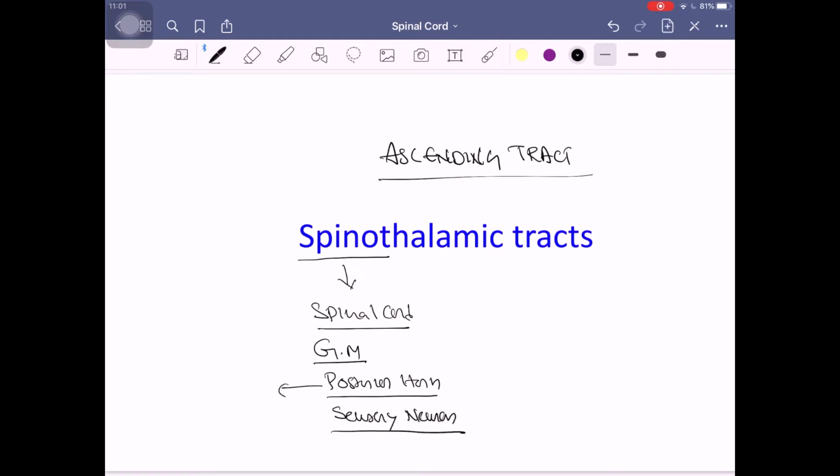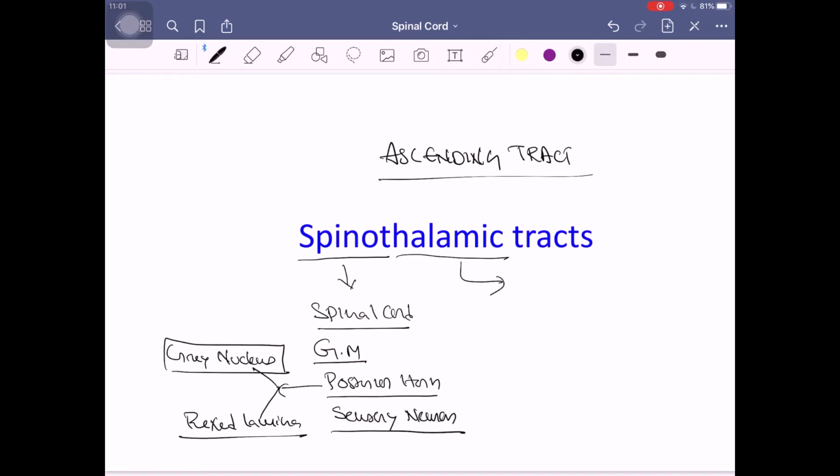So these sensory neurons, you remember I told you in the posterior horn, in the gray matter, we have a gray column. We call this a gray column or gray nuclei: nucleus proprius, Clark's column, substantia gelatinosa, those are your gray nuclear columns. And we also mentioned the Rexed laminae. So we have to know which lamina, which number lamina it starts from, and which particular nucleus it will be, where your dorsal root ganglia will come and synapse. So this information will reach the thalamus.